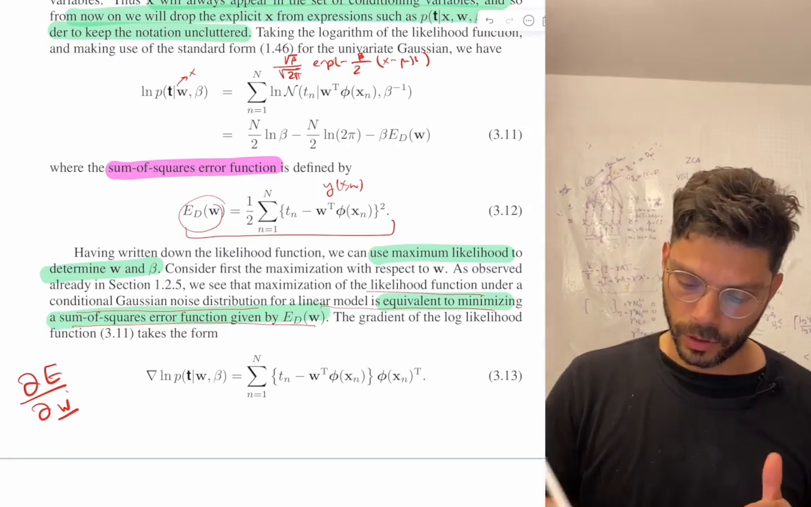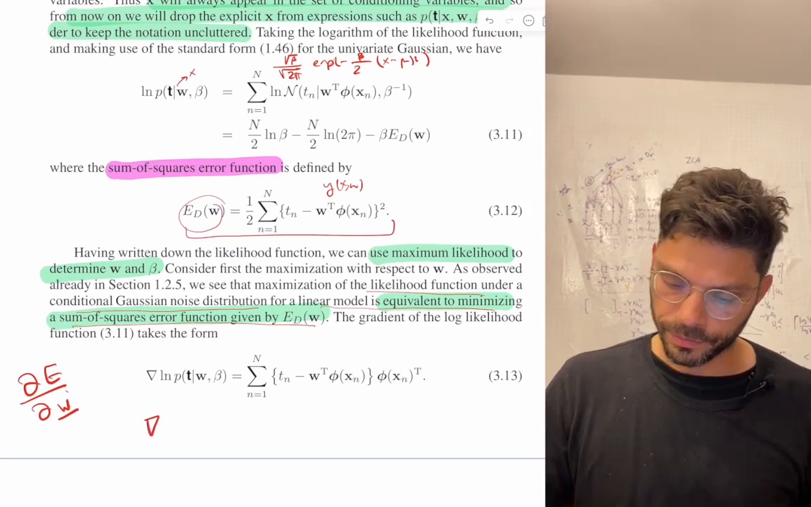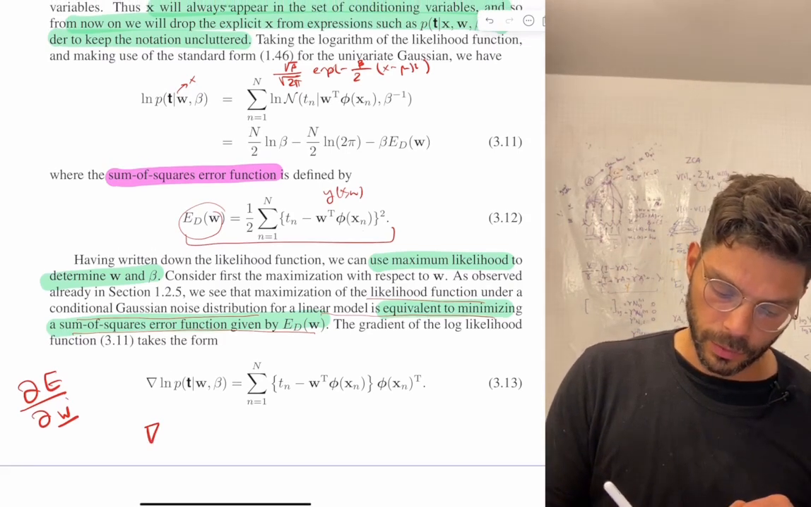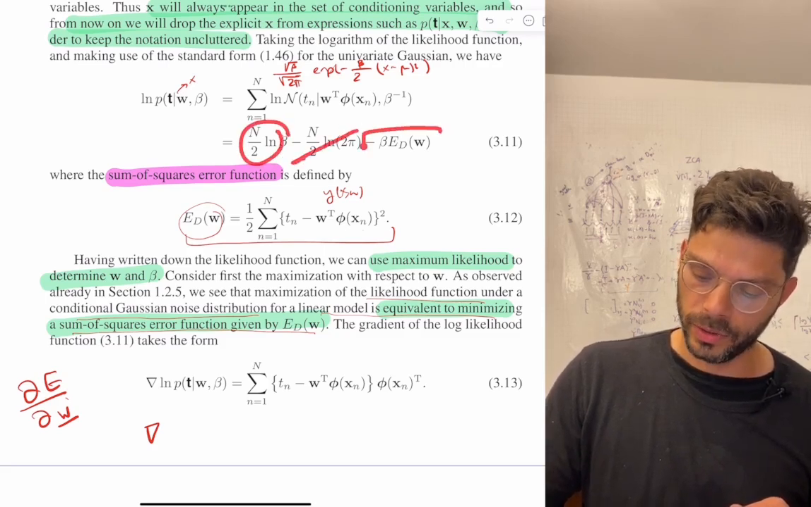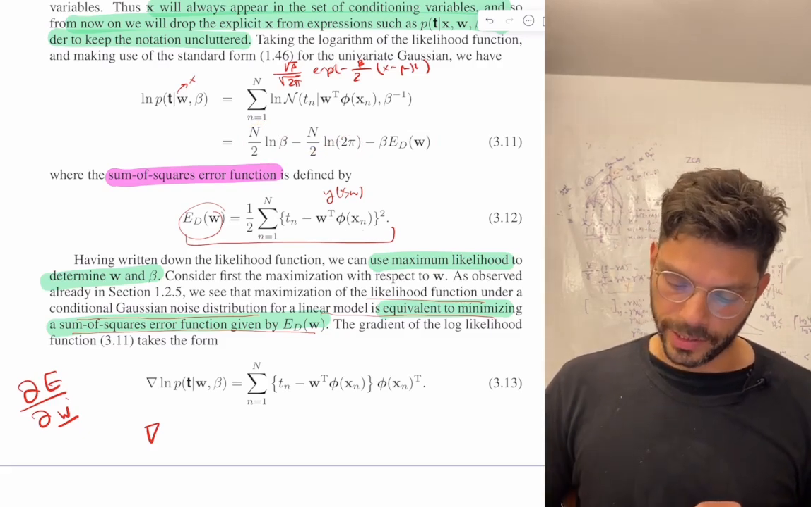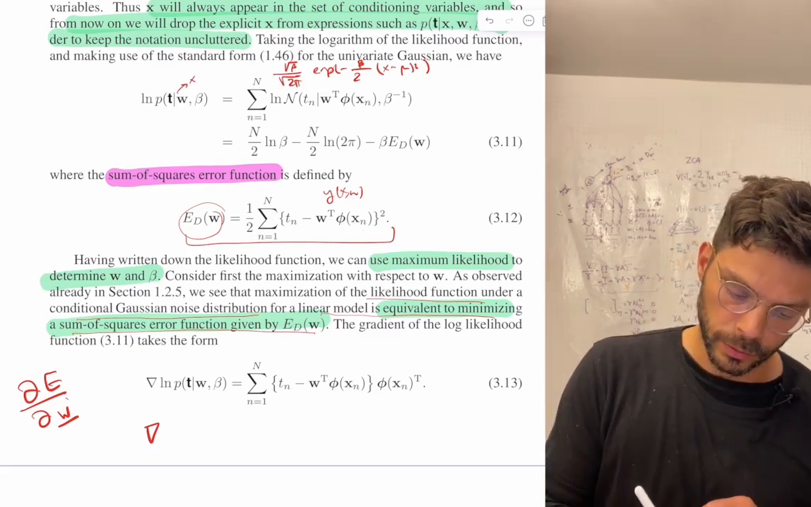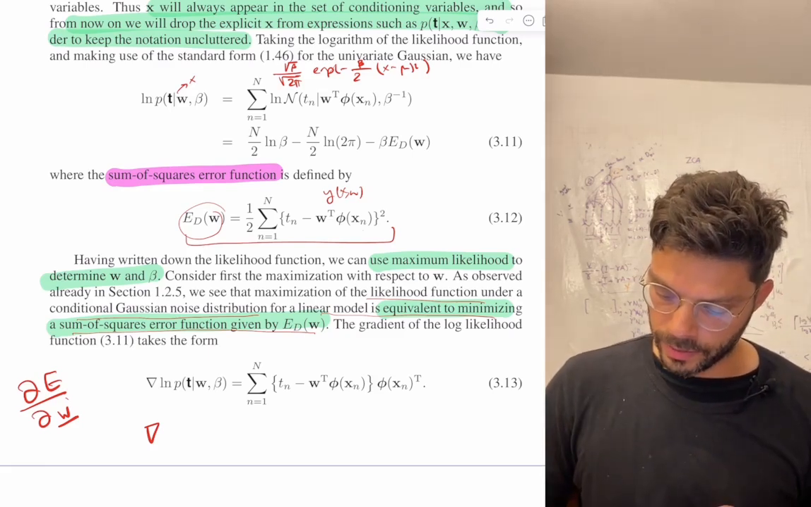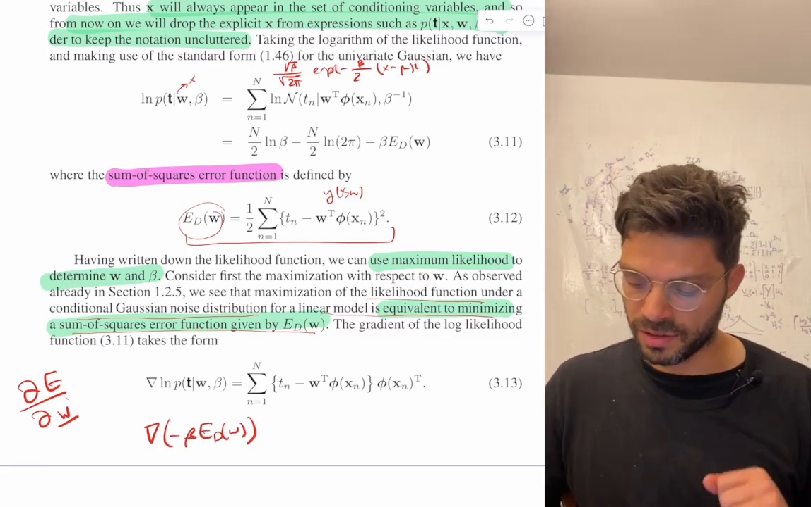Okay, so we'll just take the derivative ourselves here. So the gradient of this whole logarithm with respect to w. Notice that the weights don't show up here, they don't show up here. It's only this term that we care about. So the gradient of the log likelihood takes the form of, let's take the gradient of this thing. It's going to be the gradient of minus beta E_D(w), and the constant terms aren't really going to matter because we're going to end up setting this to 0 anyway.